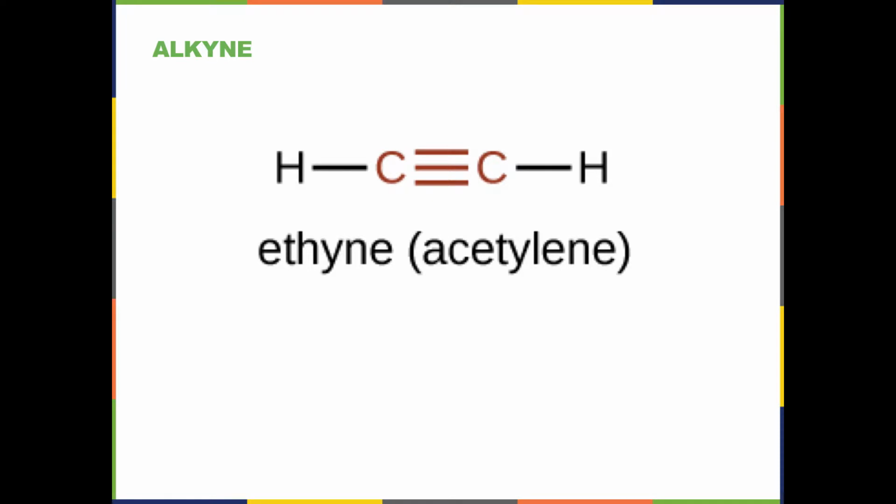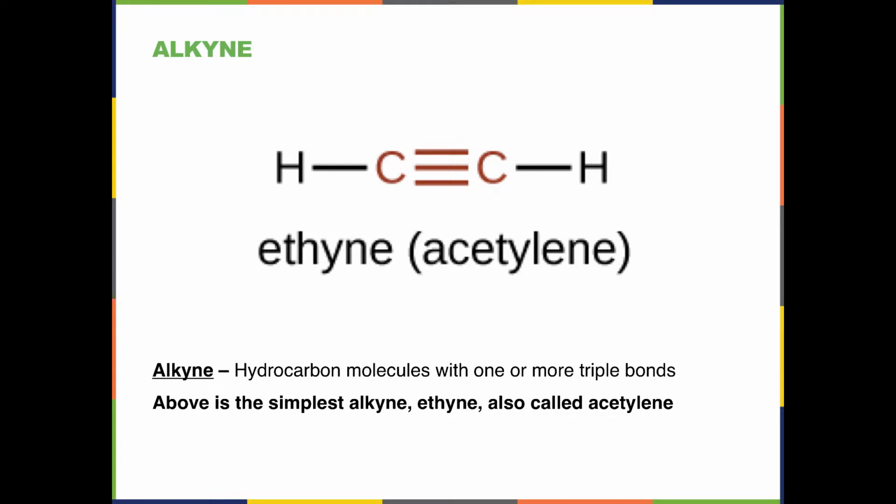Now, we're going to move on and talk about a triple bond. And the triple bond, the name changes by using YNE instead of ENE. So you had ethane, then you had ethene, now you have ethyne, which is also known as acetylene. And in this case, you have a triple bond between the 2 carbons. So an alkyne is a hydrocarbon molecule with 1 or more triple bonds. This is the simplest alkyne, ethyne, and is also called acetylene.